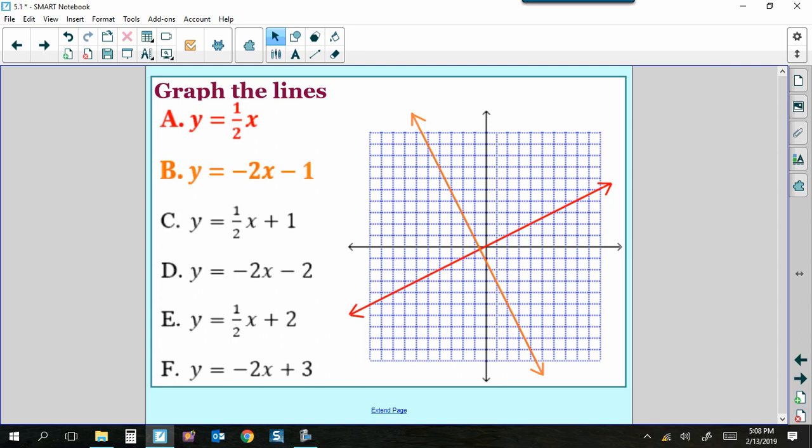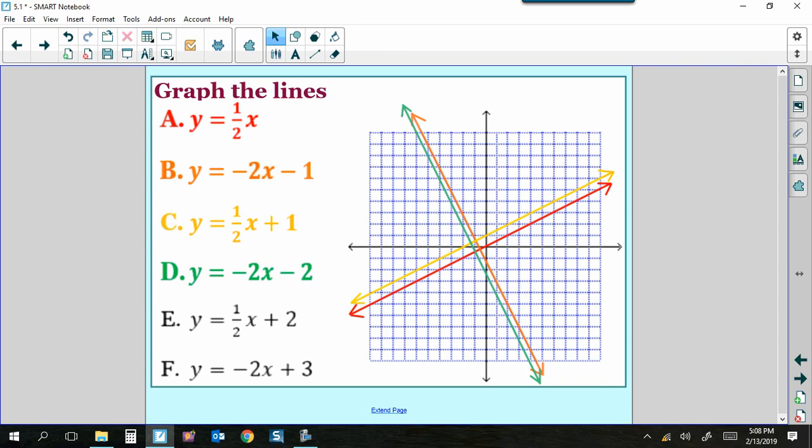And you're going to end up with a line that looks like this orange line that you can see on your screen. For C, your y-intercept is at +1, so you're going to go up to 1 and put a point. And then you're going to go up 1, right 2, up 1, right 2, and you're going to end up with this yellow line. Next, for D, you're going to go down 2, put a dot, and then your slope is going to be down 2, right 1, down 2, right 1, which is going to look like your green line you can see here.